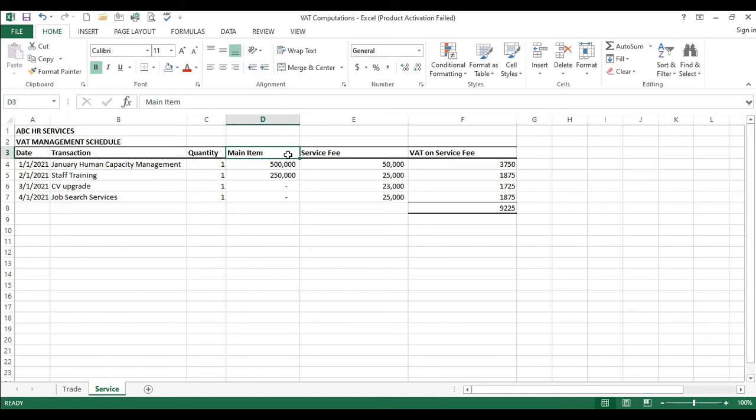Let's assume that you're into training, and you bought some books, educational material. You also explain those books to them, and the main facilitation fee is your service. And you bought this Chinua Achebe book, different books that you know are not vatable. If you lump everything together and charge VAT on everything, you are doing a disservice to yourself and to the company. So it's good to separate your service fee from your main item.